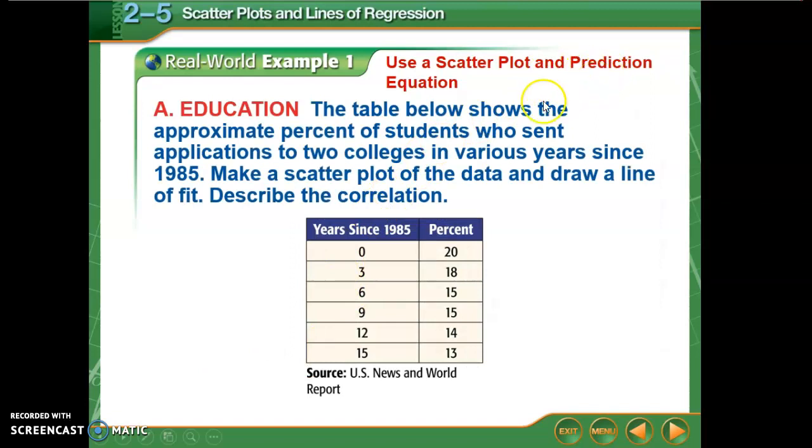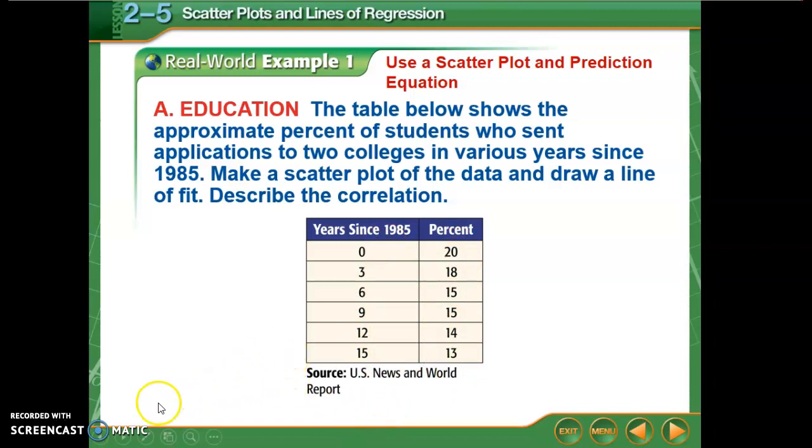Use a scatter plot and prediction equation. The table below shows the approximate percent of students who sent applications to 2 colleges in various years since 1985. Make a scatter plot of the data and draw a line of fit. Describe the correlation. Okay, so this can be your x sub 1 and then y sub 1, x sub 2, y sub 2, and so on. So these are your x's and these are your y's.